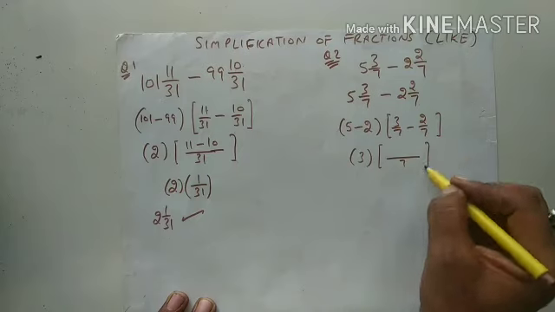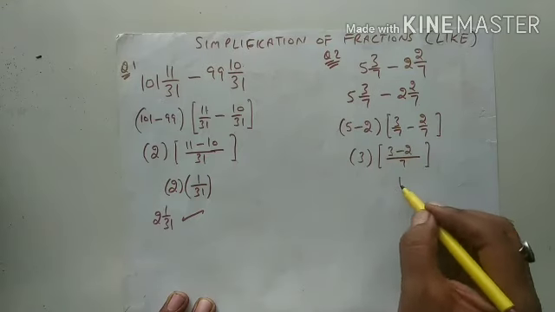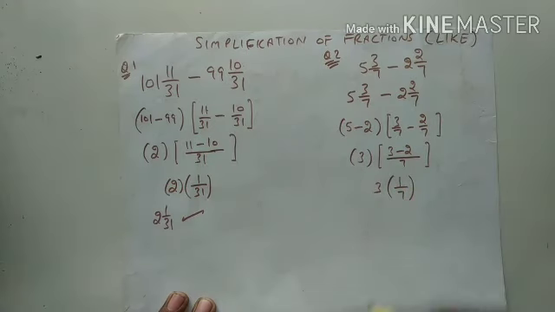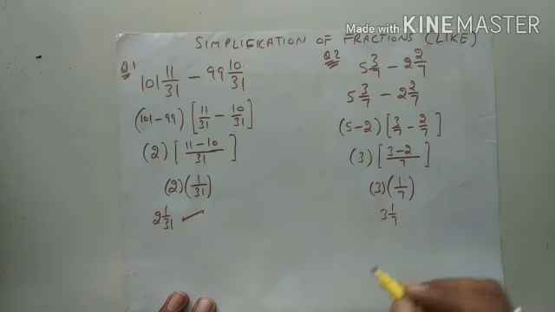So I will write the common denominator 7. 3 minus 2, that is 1 over 7. Here the number is 3. Therefore its answer is 3 and 1 by 7.